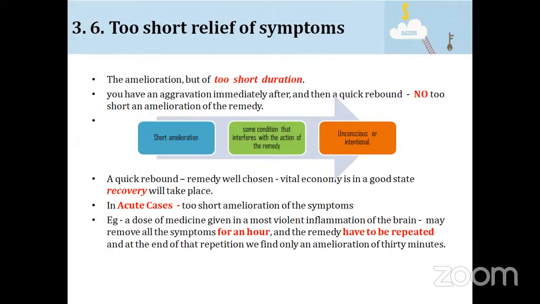For example, a dose of the medicine given in a most violent inflammation of the brain may remove all the symptoms for an hour, and the remedy has to be repeated again. And at the end of the repetition, we find that there is only an amelioration of 30 minutes. So in this case, only too short a relief of the symptoms is happening because there is something interfering with the action of the remedy, because the remedy is able to act only for a short time, and after that something is obstructing it from the part either of the patient, unconscious or intentional.